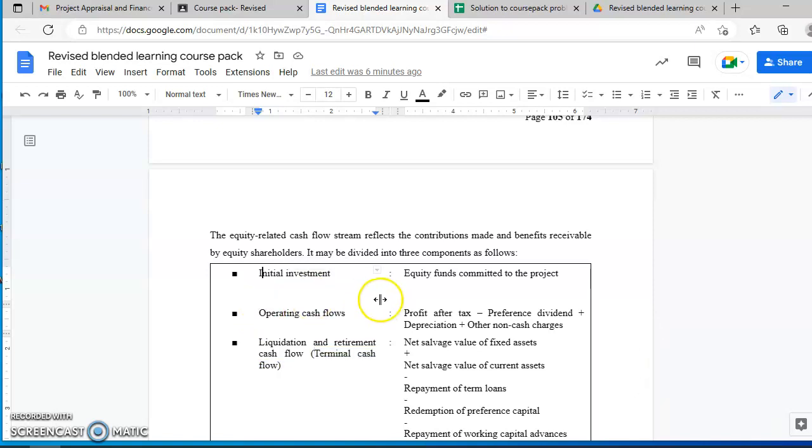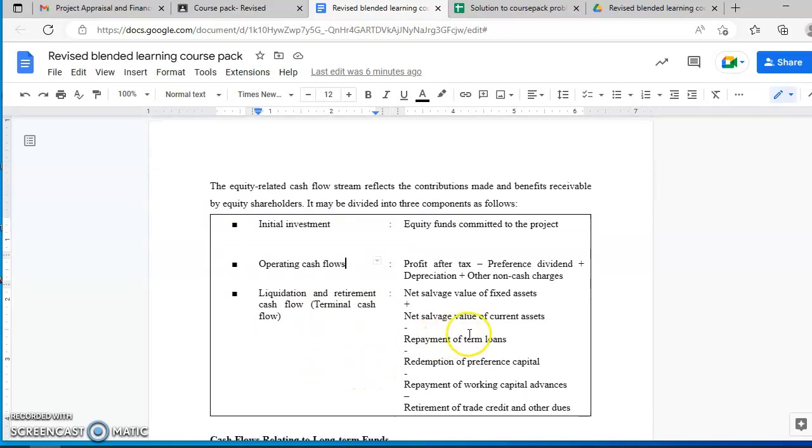So from the equity point of view, when I say initial investment, it is money that you have generated by issuing the equity funds or equity shares. Operating cash flow, when I say, it is profit after tax minus preference dividend, add to that the depreciation plus any other non-cash charges.